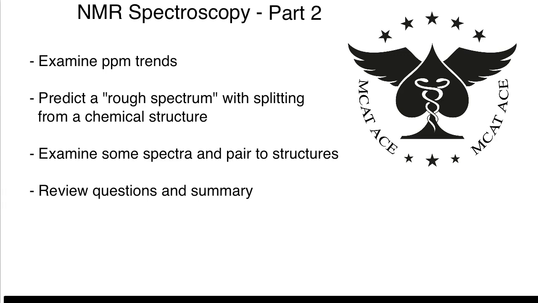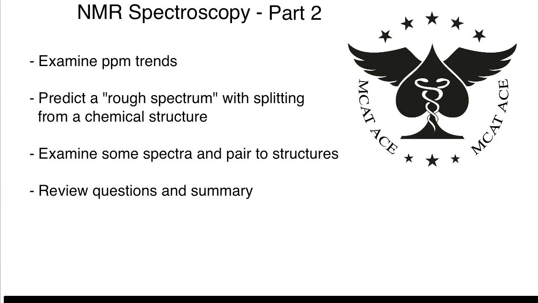Then we are going to examine some spectra and compare those to the structures. The first part there, we're taking some structures and trying to predict what the NMR would look like, and in the second part we are going to look at an NMR and compare it or draw some conclusions to different structures. And then finally, as usual, we will have our review questions, and we will wrap up with a summary of what we learned here.